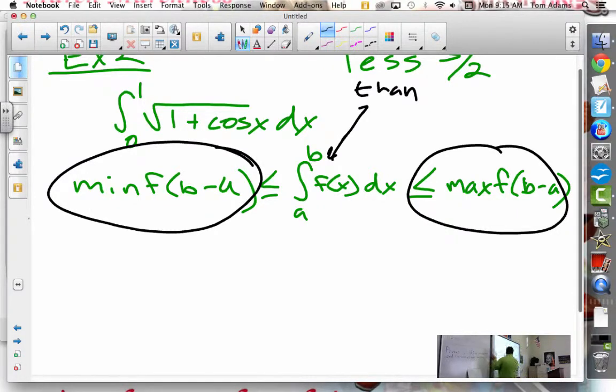So what is the absolute minimum cosine of x could be? -1. So the absolute minimum f of x would be -1. Now you've got 1 minus 1 is 0, and then you take the square root of 0, which is just 0.